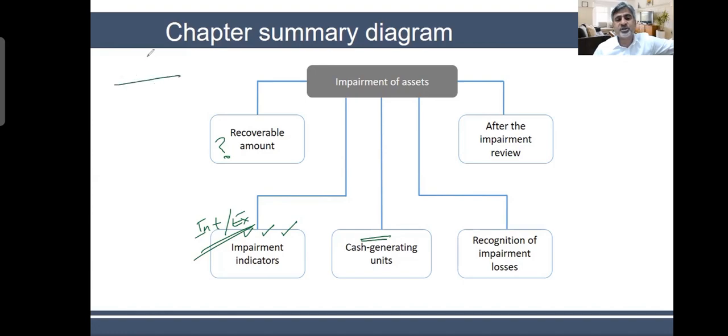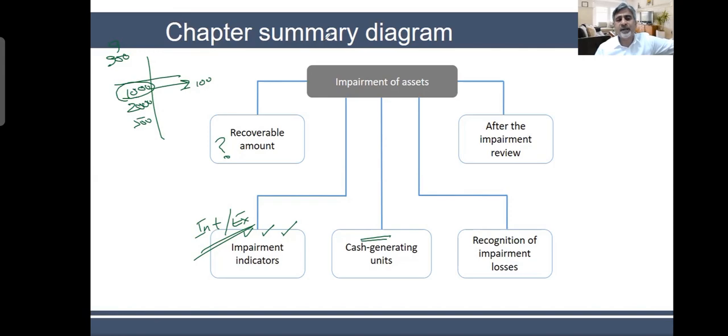For example, in your balance sheet, you've got different assets. This asset is 1,000, this asset is 2,000, this asset is 500. And then you find out that this particular asset's value is 900. So it means that impairment has happened to this one asset. 100 impairment has happened to this one asset. This is impairment on one particular asset.